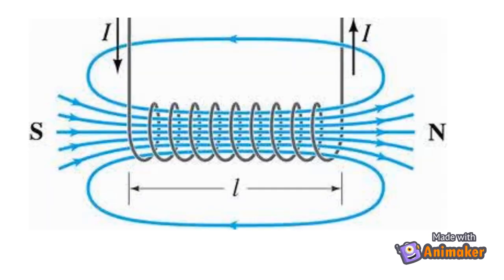Let's talk about the magnetic field due to current in a solenoid. What is a solenoid? A coil of many circular turns of insulated copper wire wrapped closely in the shape of a cylinder is called a solenoid. Now you can see the pattern of magnetic field lines around a current carrying solenoid, which is similar to the magnetic field of a bar magnet.